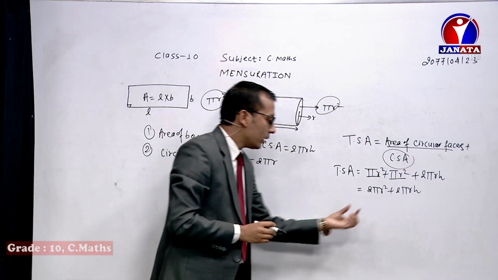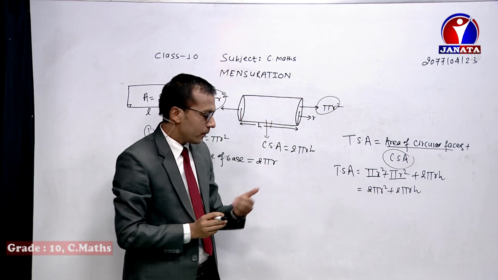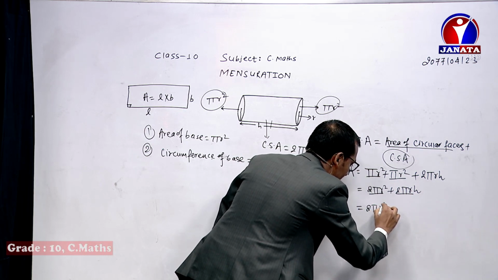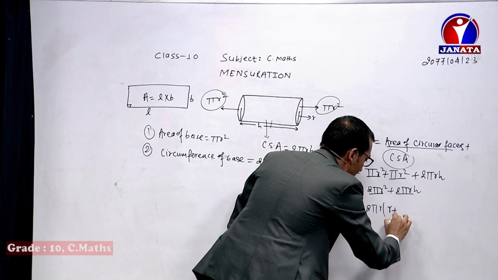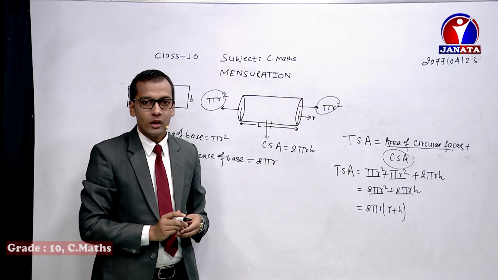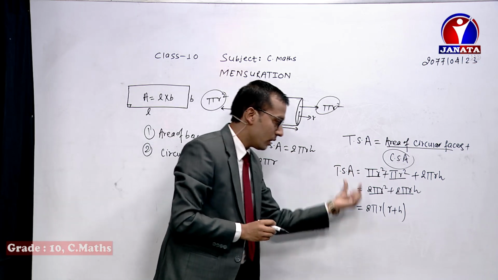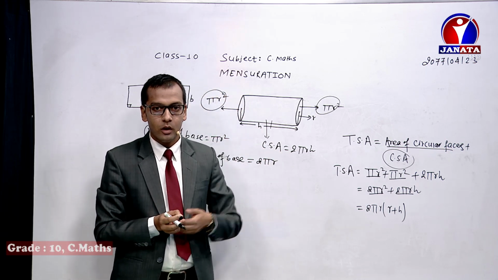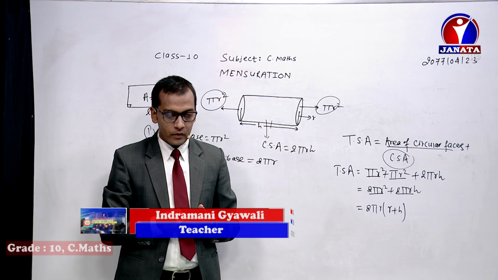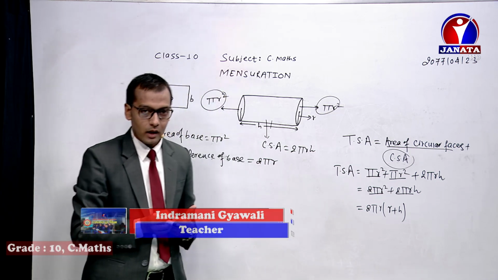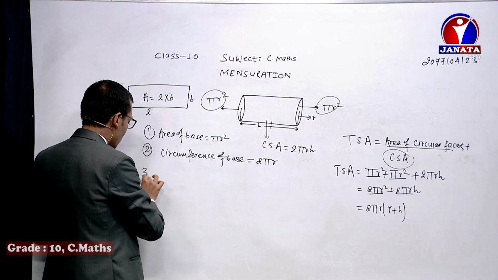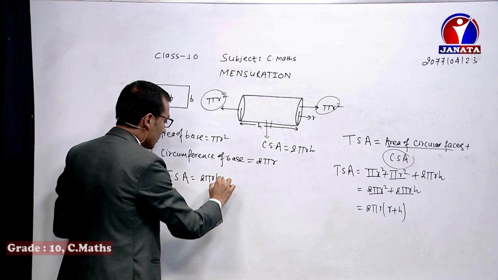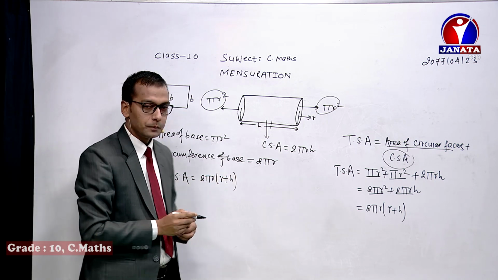Now we can take common from the first and second term. What is common? 2 pi r. If we take 2 pi r common, the terms left are r plus h. This is the concept to find the total surface area of a cylinder. Now the next term we have is volume. Let me write what TSA is: total surface area is 2 pi r times r plus h.